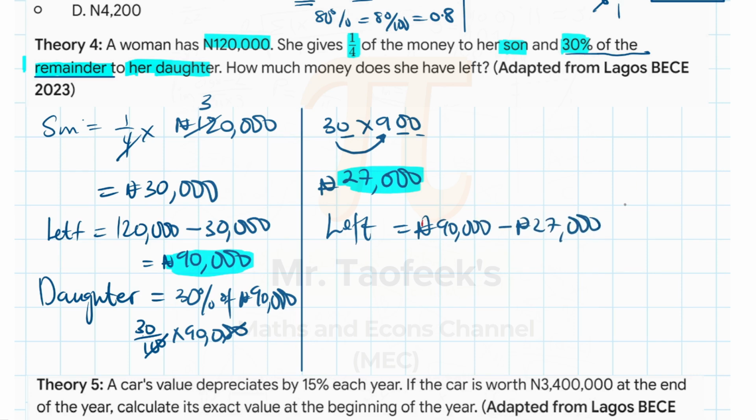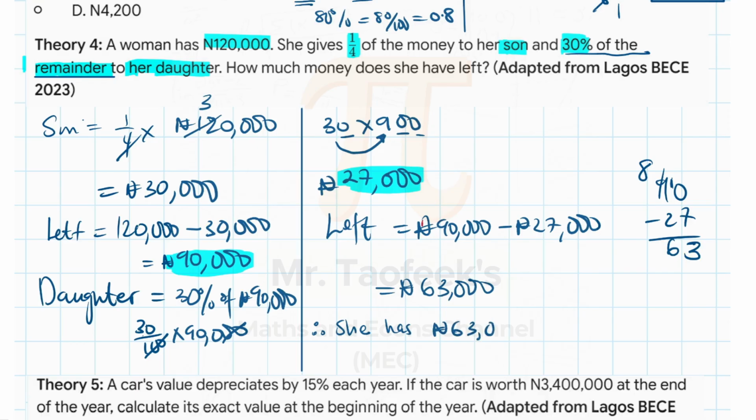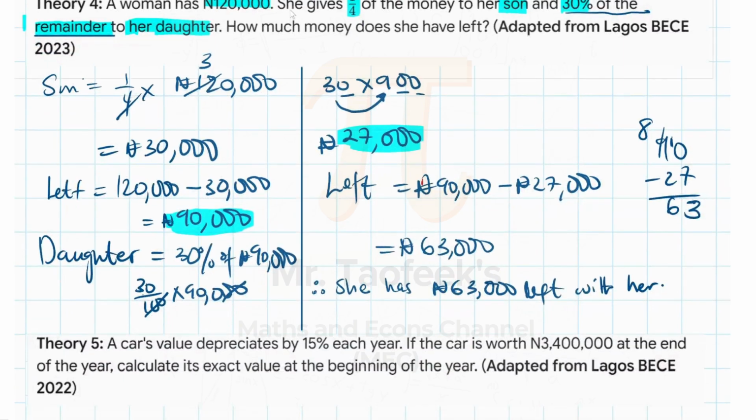27,000 naira. So 90 minus 27, somewhere there. You borrow 1, this becomes 10. 10 minus 7, that's 3. And we have 8 left here. 8 minus 2, that's 6. And the money she had left is 63,000 naira. So therefore, she has 63,000 naira left with her. And that's it. Easy. So easy 3 marks are there about questions.